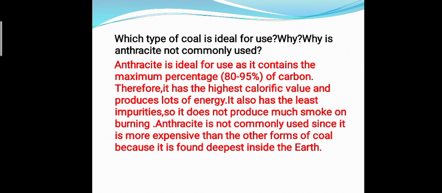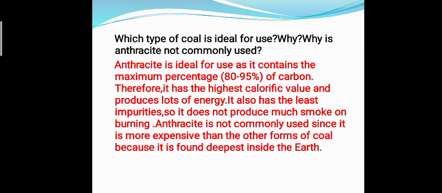Now, which type of coal is ideal for use? Why so? Why is anthracite not commonly used? So students, we already discussed that the anthracite is the 4th stage of the coal which is formed after the 3 stages. It is consisting more amount of carbon also. So it is ideal for use as it contains maximum percentage of carbon.